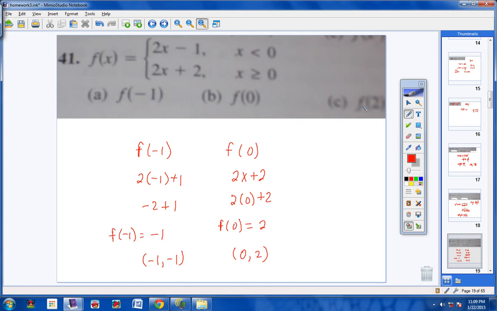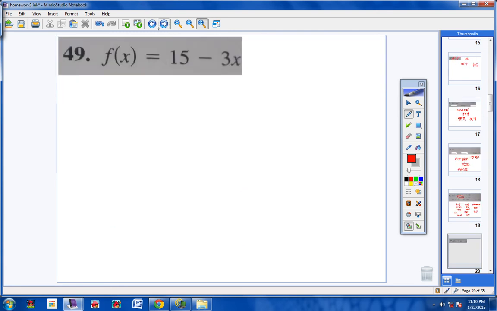Okay, f of 2. Well guys, for this part here, your x values have to be less than 0, and that's not 2. However, for this part of the piecewise function here, x is greater than 0. That definitely fits 2. 2 falls right in here, so we're going to use this right here. We're going to evaluate the function at 2, so f of 2 equals 2x, so 2 parentheses 2 plus 2. 2 times 2 is 4, plus 2 is 6, so f of 2 equals 6, or another way to say it is 2 comma 6, okay? Input, output. Alright, not too bad. Okay, moving on, number 49.